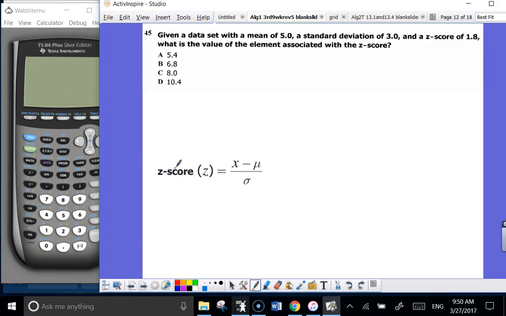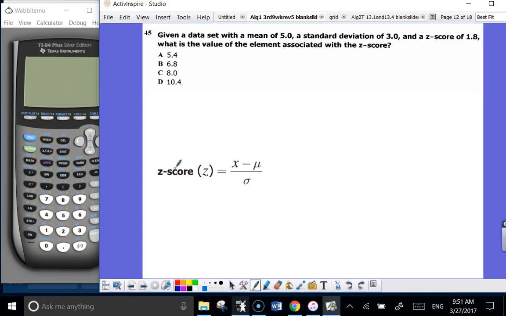So look at number 45. Given a data set with a mean of 5, a standard deviation of 3, and a z-score of 1.8, find the value of the element associated. So they're giving us the values of this symbol, which you call mu, and the standard deviation, and z. If we plug in these 3, can we solve for x?